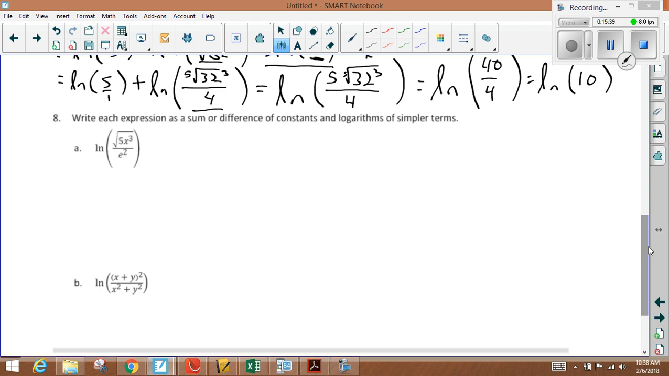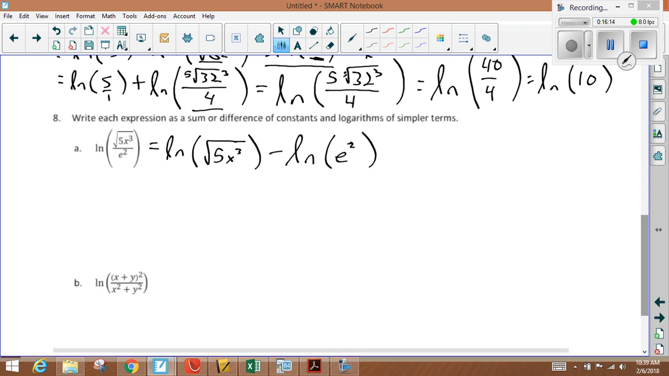All right, so in other words, we've been condensing. Now let's go ahead and expand it. All right, here we go. The first thing I'm going to do is break this quotient up. Square root of 5x to the third, minus, right? Natural log of e squared.